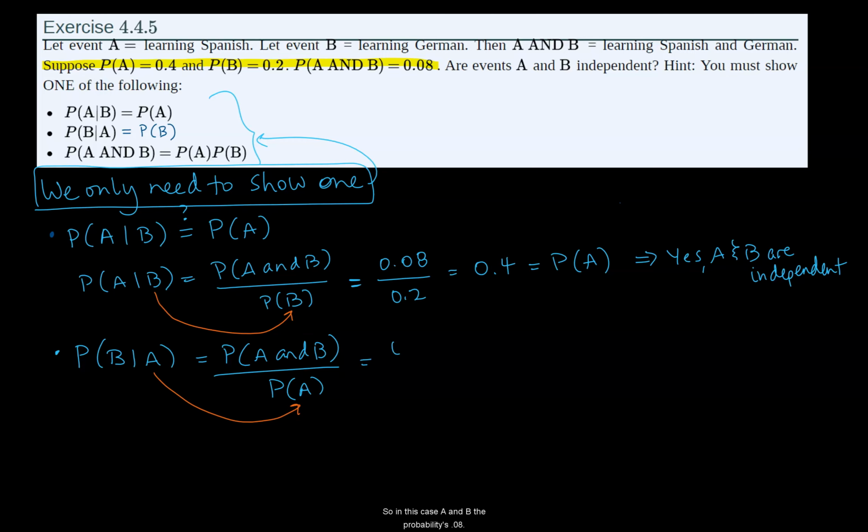So in this case, the probability of A and B is 0.08. Probability of A is 0.4. When we do that division, 0.08 divided by 0.4 is 0.2. And a quick check above, sure enough, 0.2 is the probability of B. And so again, we have yes, A and B are independent.